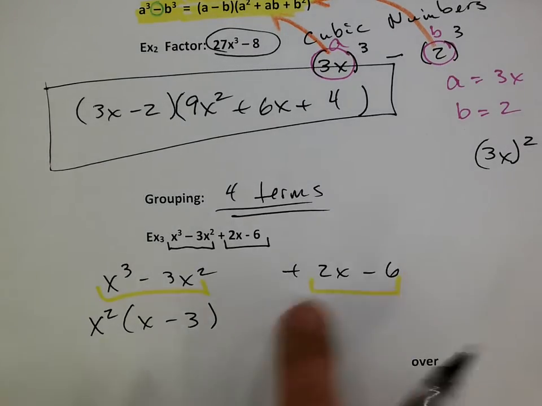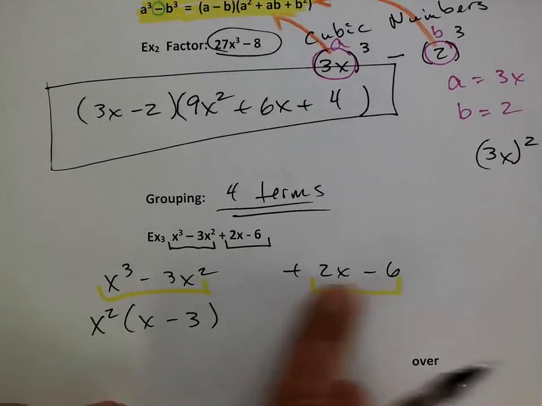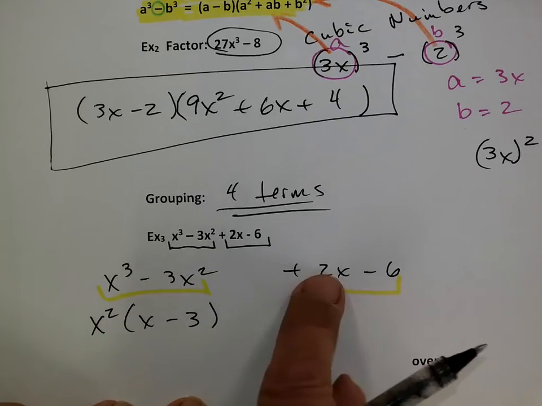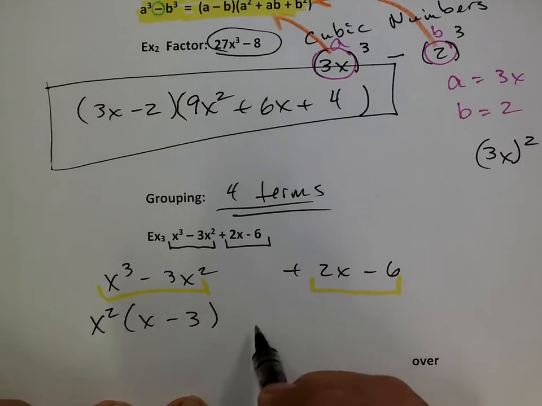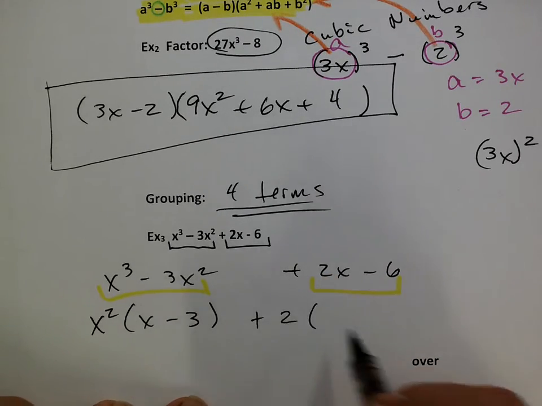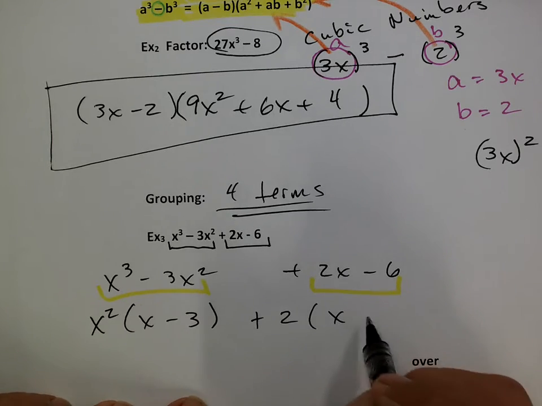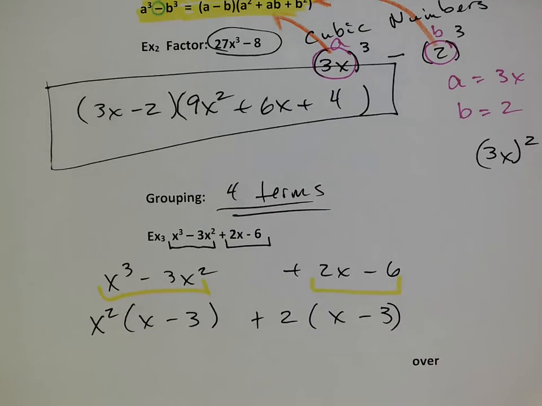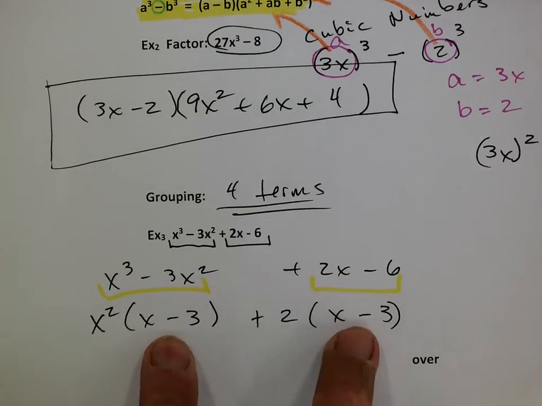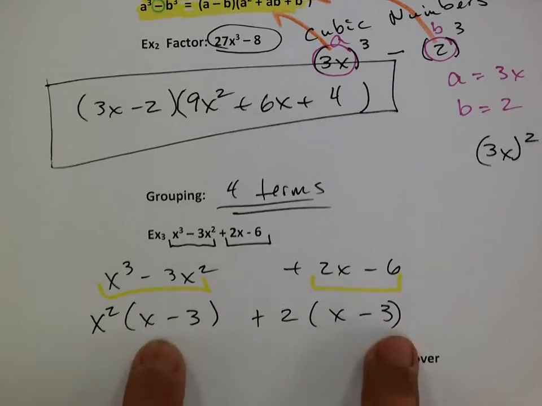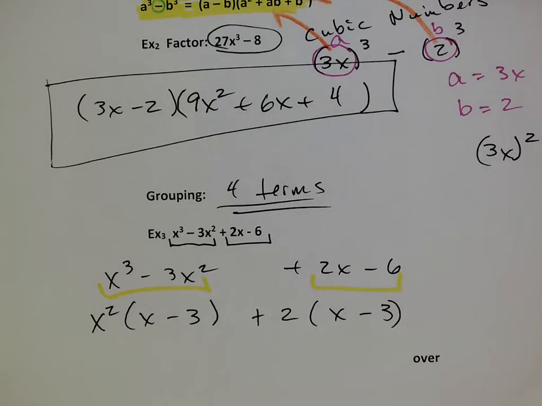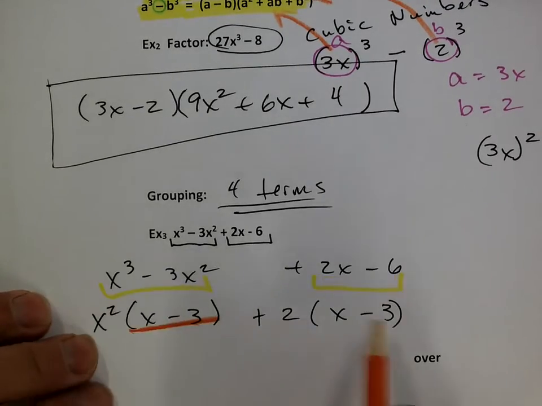Second group. What do they have in common? Well, they have a positive 2 in common, a multiple of 2, a multiple of 2. So I take out a positive 2, and then I'd have x minus 3. What's unique about grouping is you should get to this point where you have 2 of the same: x minus 3 and another x minus 3.